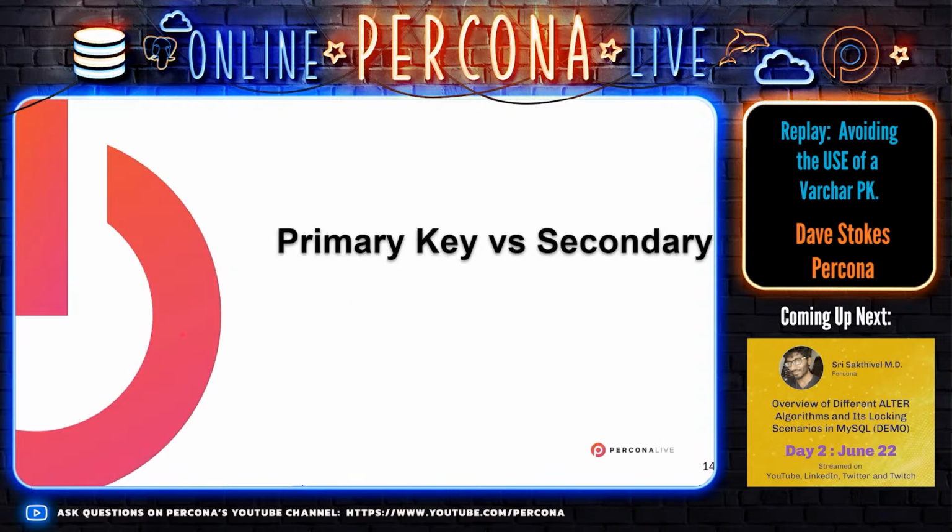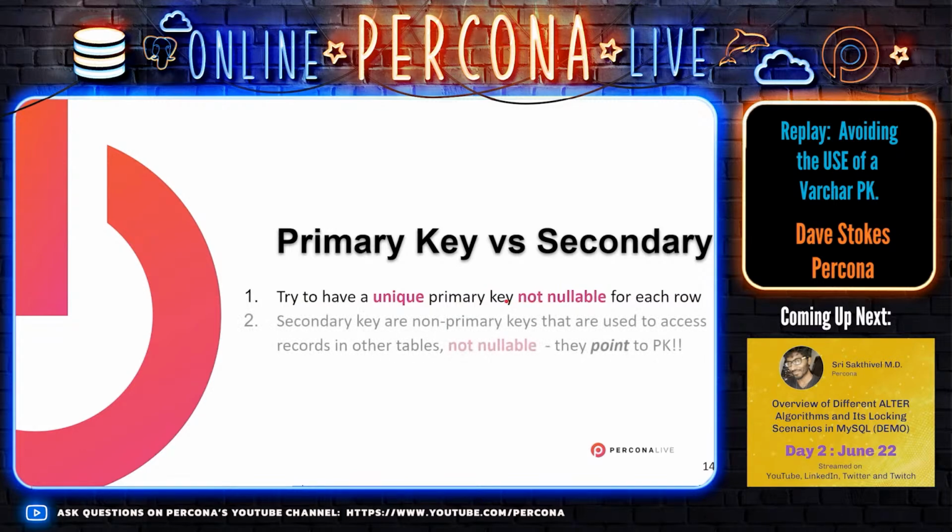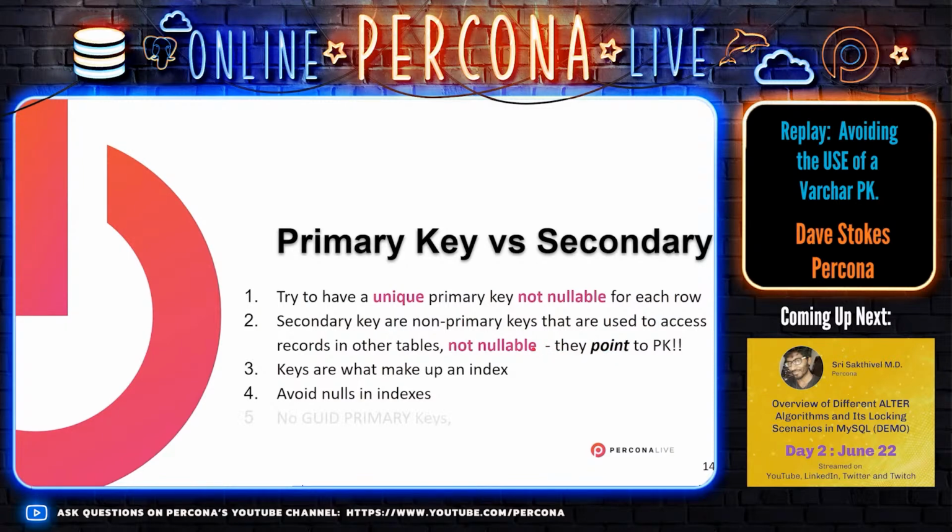Now, primary keys versus secondary keys. There's some confusion on this that I've run into. You want to have a unique primary key that is not nullable for each row. Secondary keys are non-primary keys that are used to access records. A secondary key is an index that points to the primary key. And keys are, again, what make up an index. Wherever possible, avoid nulls in indexes. They go from a very searchable thing to kind of like a junk drawer that you have to root around in. And do not use GUIDs as primary keys.